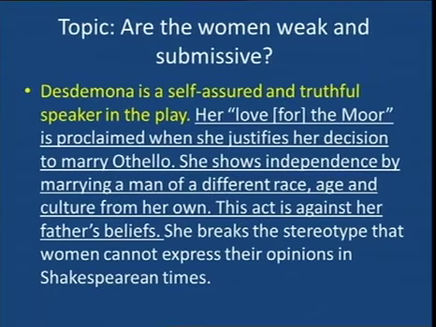Desdemona is a self-assured and truthful speaker in the play. Her love for the Moor is proclaimed when she justifies her decision to marry Othello. She shows independence by marrying a man of a different race, age, and culture from her own. This act is against her father's beliefs. She breaks the stereotype that women cannot express their opinions in Shakespearean times. So you see, what we had there is our first point. What did this writer want to say? They wanted to say, no, Desdemona is not weak and submissive.